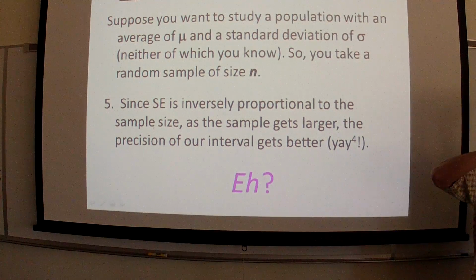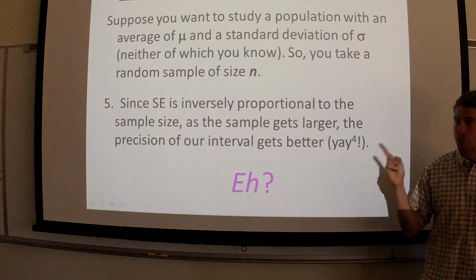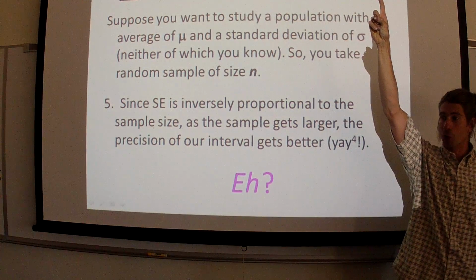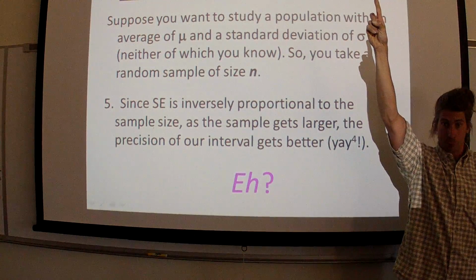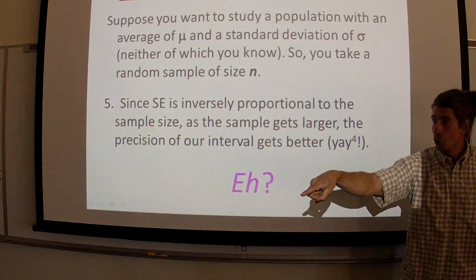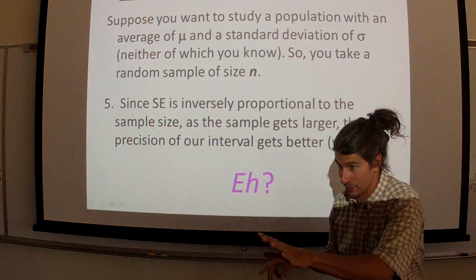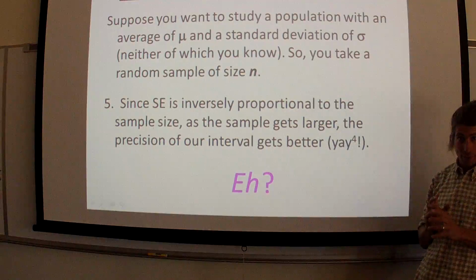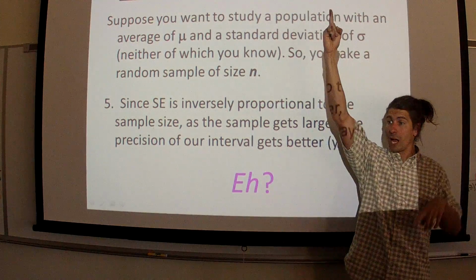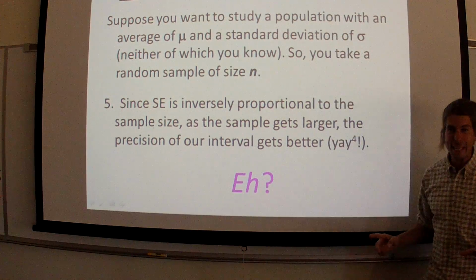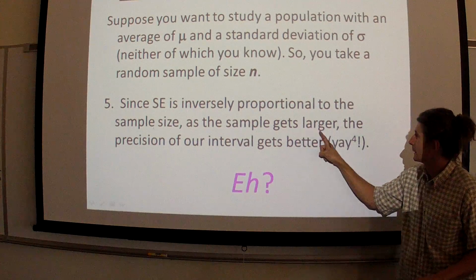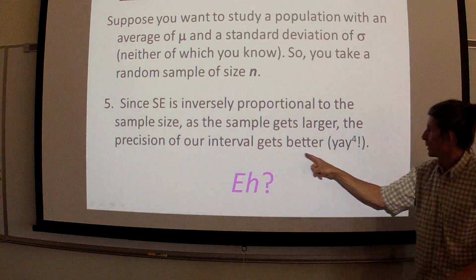Inverse is reciprocal. Inverse proportion means as one goes up, the other goes down. That's inverse proportion. Like it's the square root of the sample size. It's a multiplier, square root of n. So as the sample size goes up, the standard error goes down. Now read this next sentence. As the sample gets larger, the precision gets better.